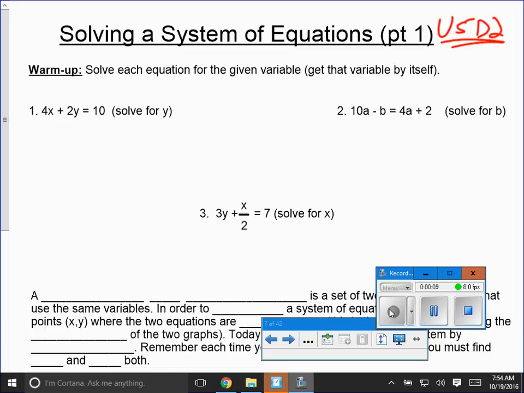So there's a warm-up on these notes, so if you could just listen to these instructions, then pause the video and try this warm-up on your own. Just take a few minutes, try it on your own, and then keep going through the video. So what we're doing in this warm-up is just solving an equation for a variable. So what that means is to get the variable by itself. So pause it here, just take about 2 or 3 minutes, and try to do each of these three on your own.